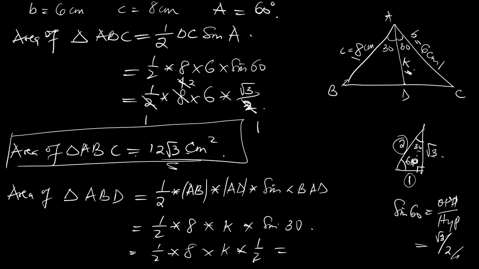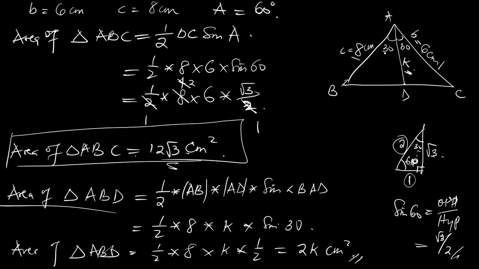So 2 times 2 is 4. 4 divided by 8 is now 2k centimeter square. So this is the area of this triangle, the area of triangle ABD.